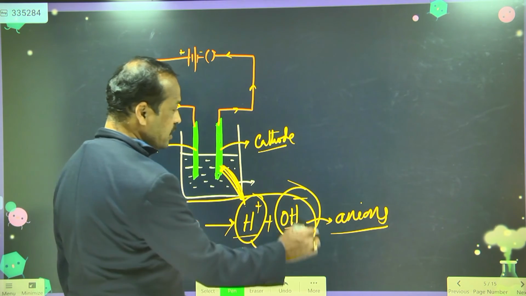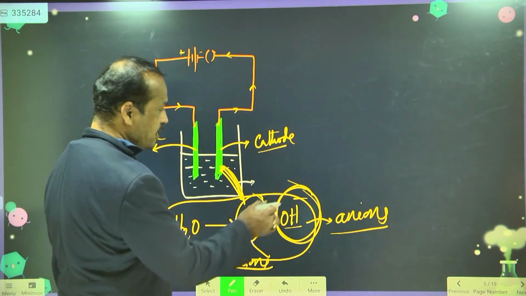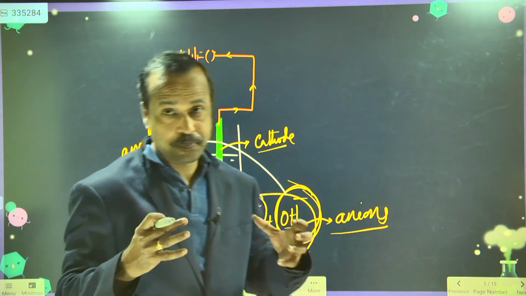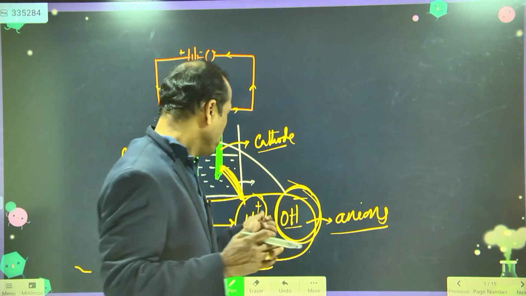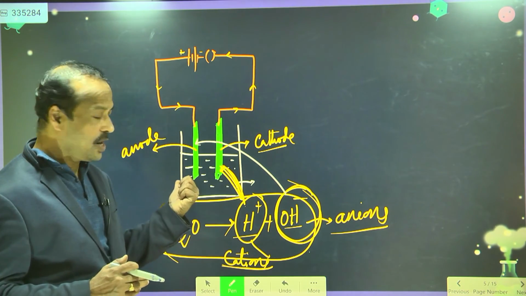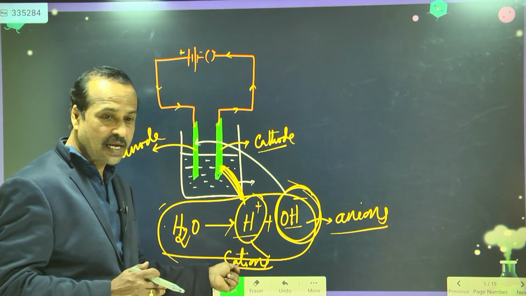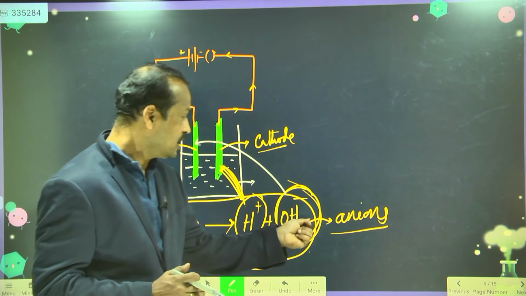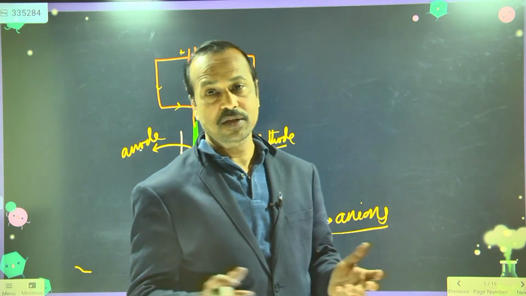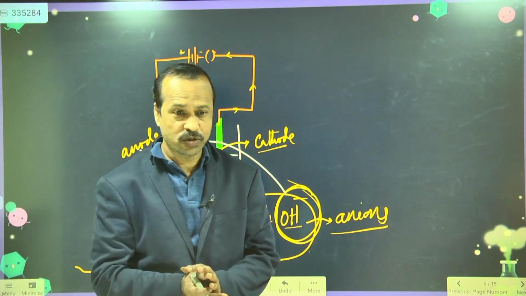And the second ones are OH minus. They are negatively charged ions. They are attracted towards what? The positive charge, because opposite charges attract. So positively charged particles are attracted towards the cathode, and negatively charged particles are attracted towards the anode. That's why the first are called cations and the second are called anions. Those attracted towards the cathode are called cations; those attracted towards the anode are called anions. Is this clear to you?